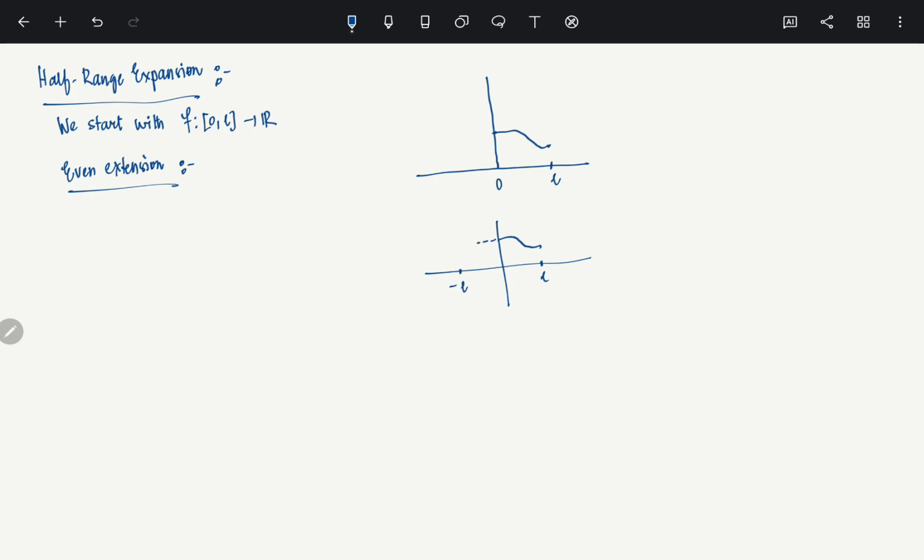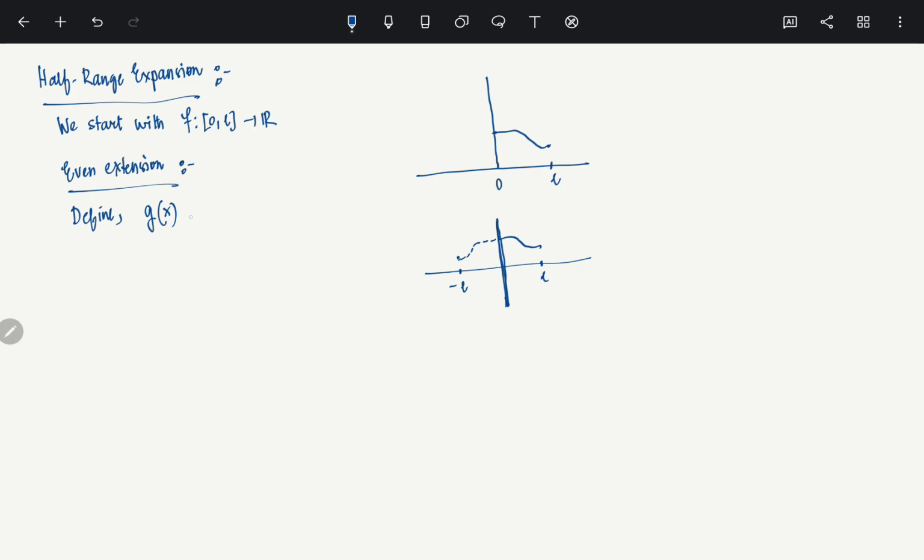We are taking the image the other way. So basically, if you put a mirror on the y-axis, you are just looking at the reflection of this particular graph on the other side. Essentially that's your even extension. So what am I doing? I am defining a new function, g of x.